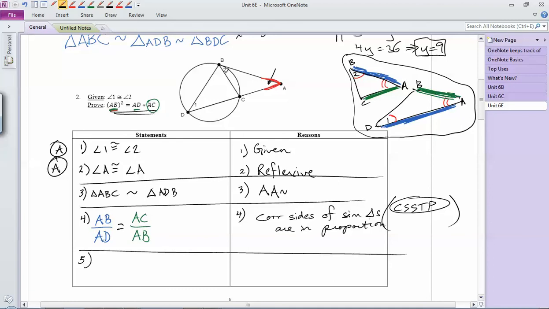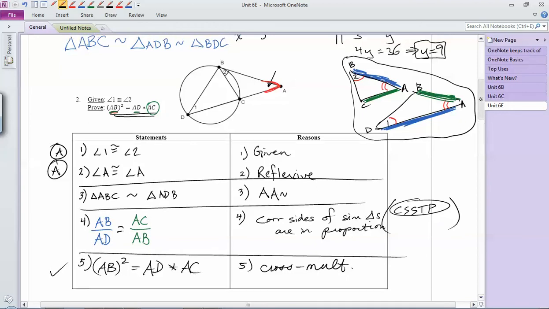And then if I cross multiply, AB times AB is AB squared. And then I've got AD times AC, which we get from cross multiplication. And that's what we're trying to prove, so we're good. Okay, let's move on.